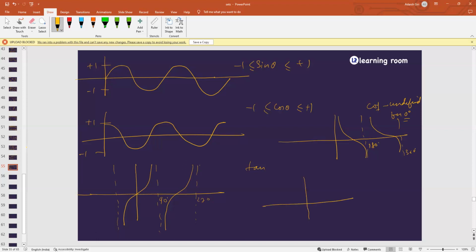And this is your sec curve. This is pi. This is 0. Again, sec is undefined for 90 degrees. Why? Cos of 90 is 0. So sec of 90 will be 1 by 0, infinity, undefined. So at 90 degrees, it is undefined.